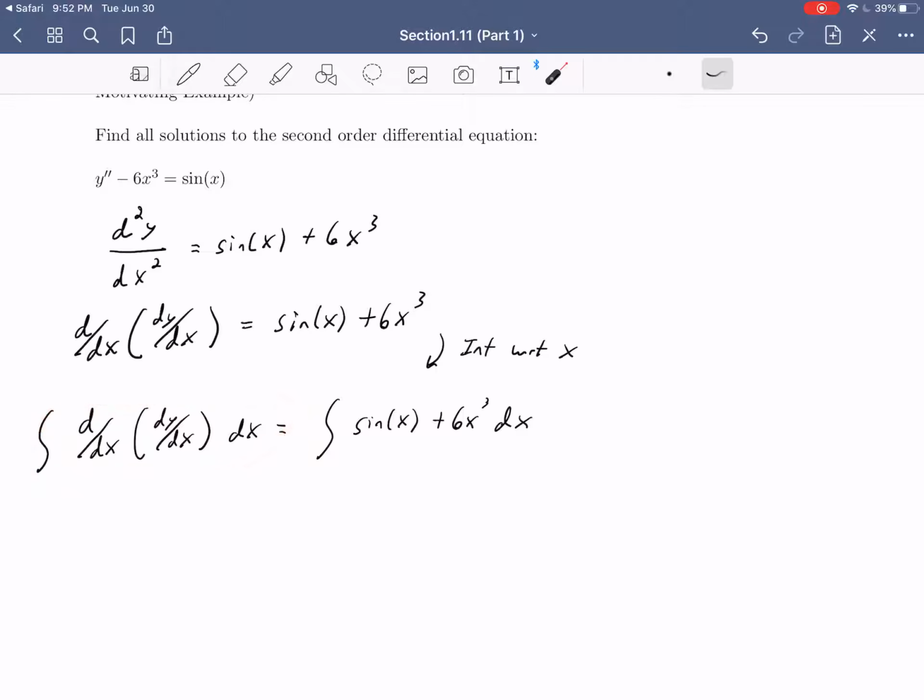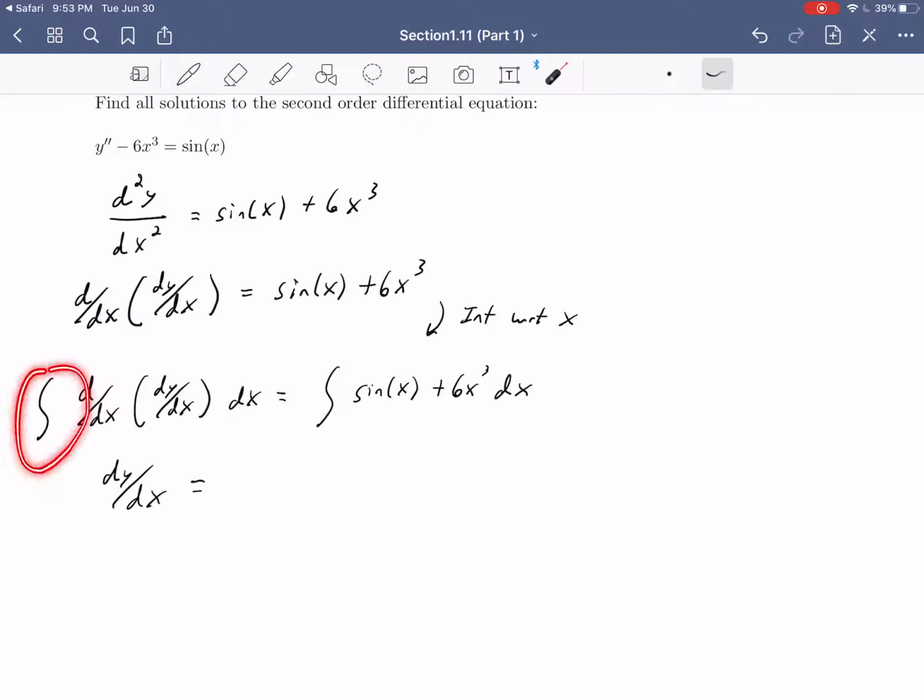Now on this side, it should be very easy. The integral of the derivative is just going to be whatever was there, so dy/dx. That's an application of the fundamental theorem. In some ways, we're saying if you take the antiderivative of the second derivative, you should get back to the first derivative. On the right-hand side, we can go ahead and immediately do that.